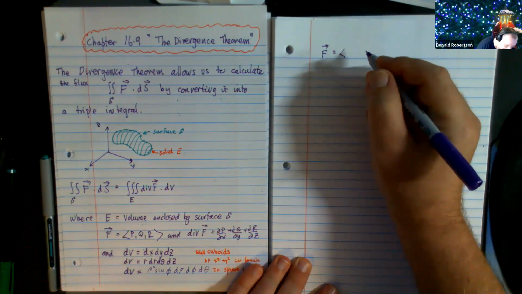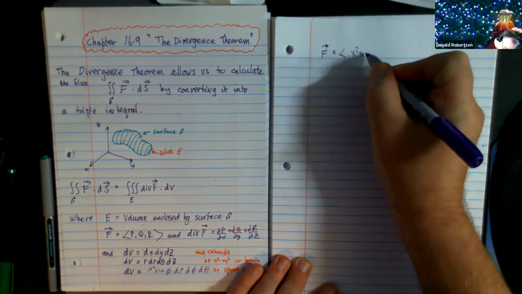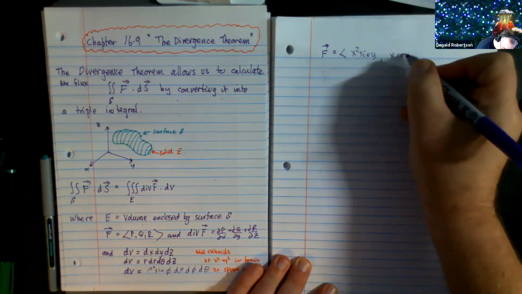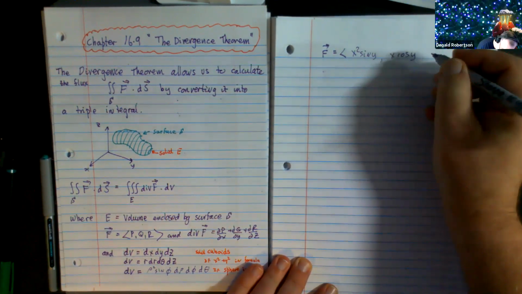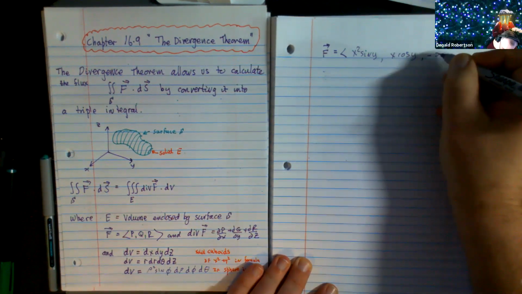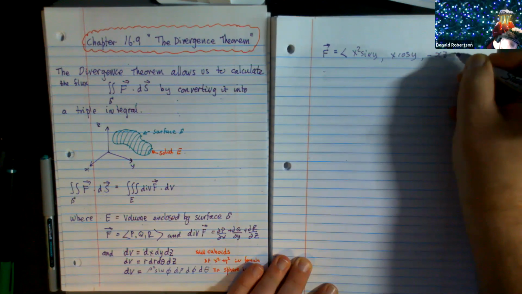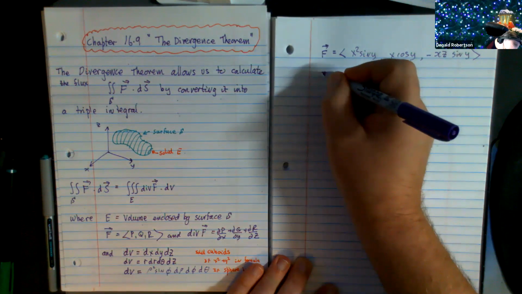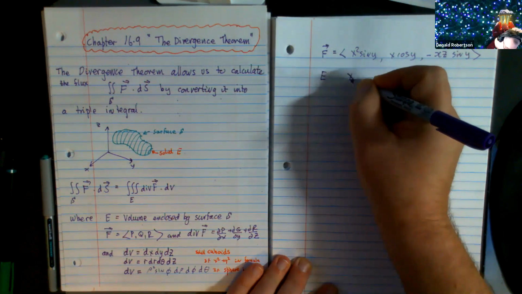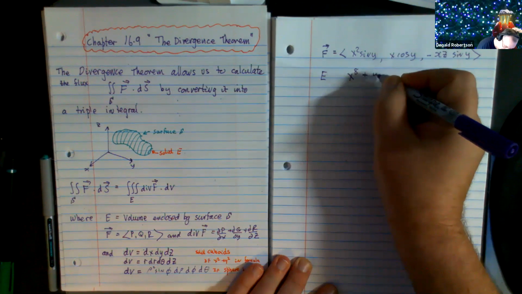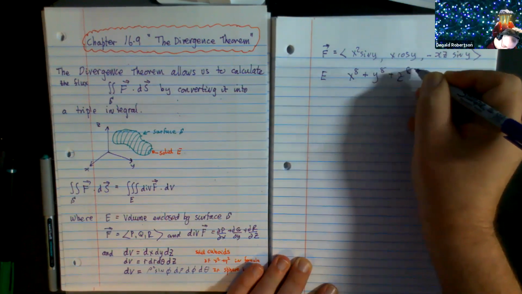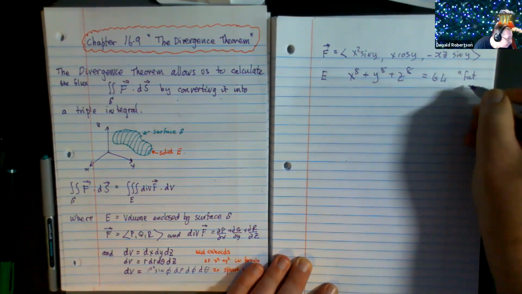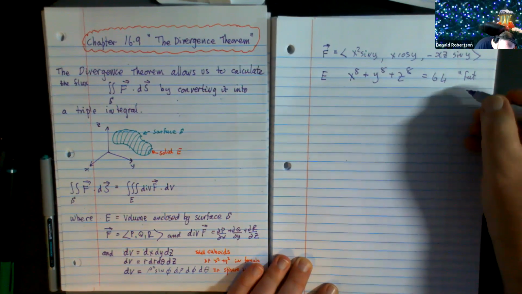F is x squared sine y, x cosine y, and negative x z sine y. And our region is the solid inside this guy. Oops. And if you're interested, and I didn't know it was called this, at least they're calling it this, it's called a fat sphere.